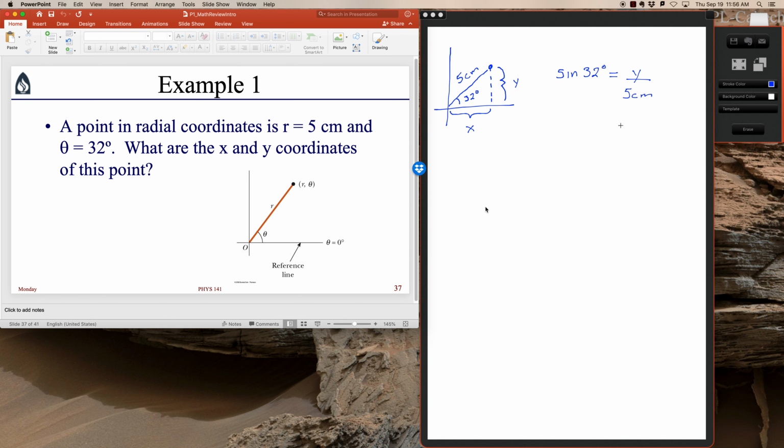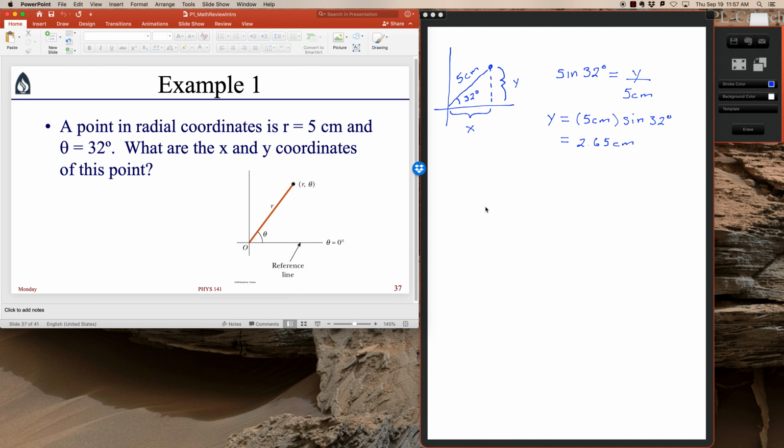So that means that my y-coordinate would be equal to 5 centimeters times the sine of 32 degrees, which means my y-coordinate would be 2.65 centimeters. So you should try plugging that into your calculator to make sure you get that same result. If you don't, it may be that your calculator is in radian mode instead of degree mode. Okay, so we've now found the y component, or the y-coordinate.